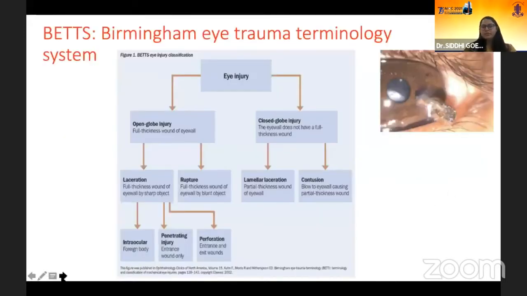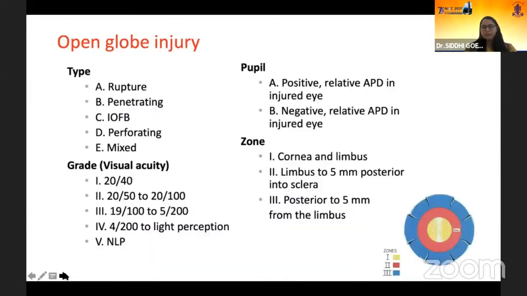Just to introduce the Birmingham Eye Trauma Terminology System, it has been discussed in detail by Dr. Devesh. So I'll be dealing with the open globe injury. As per the ocular trauma classification, it has further been classified. Here I would just like you to look at this image. We classify it into different zones. Zone 1 is the yellow image, which extends up to the cornea and the limbus. Zone 2 is limbus up to 5 mm posterior into the sclera. And zone 3, the blue zone, is posterior to 5 mm from the limbus.